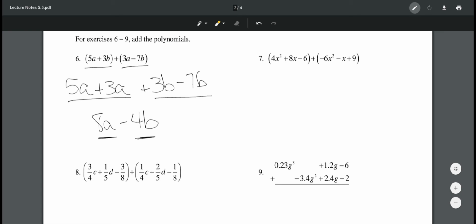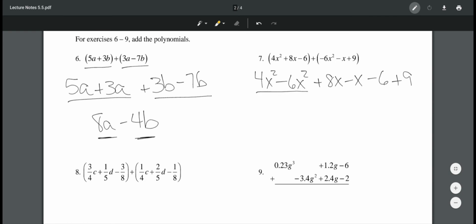Now, in the next example, I'm going to add up my x squares, I'm going to add up my x values, and then I'm going to add up my constant values. Now remember, constants are the ones with no variables. So 4x squared minus 6x squared. Then I'm going to take 8x and subtract x from it. Then I'm going to take my negative 6 and I'm going to add 9 to it.